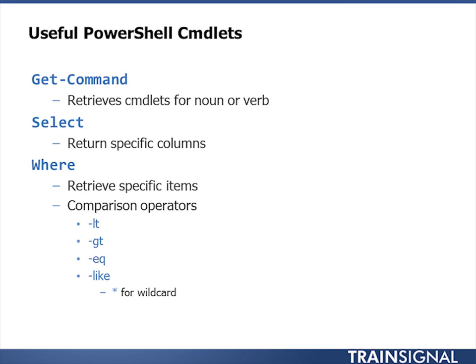We also have Where, which is perfect for doing filters. So if I'm querying through a list of services and I only want to see a couple of different services, then I could use a Where statement for that. Now the thing about Where is that the operators are slightly different than what we're used to. Instead of your normal less than, greater than, etc., it's going to be -lt for less than, -gt for greater than, -eq for equals. You'll also notice that there's a like operator that I can access by using -like, and if I want a wildcard, it's simply an asterisk.